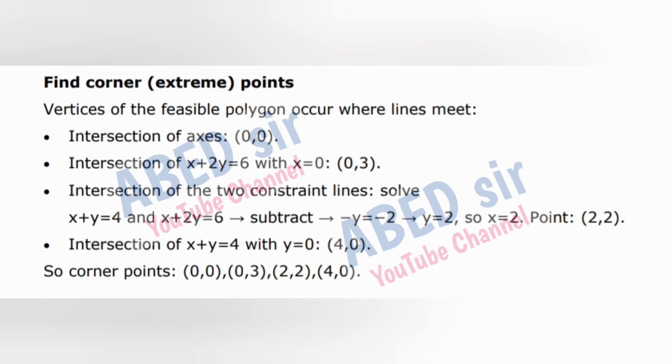Intersection of axis, 0, 0. Intersection of x plus 2y is equal to 6 with x is equal to 0, 0, 3. Intersection of the two constraint lines, solve. X plus y is equal to 4 and x plus 2y is equal to 6. Subtract: y is equal to 2, so x is equal to 2. Point 2, 2. Intersection of x plus y is equal to 4 with y is equal to 0, 4, 0. So corner points 0, 0, 0, 3, 2, 2, 4, 0.